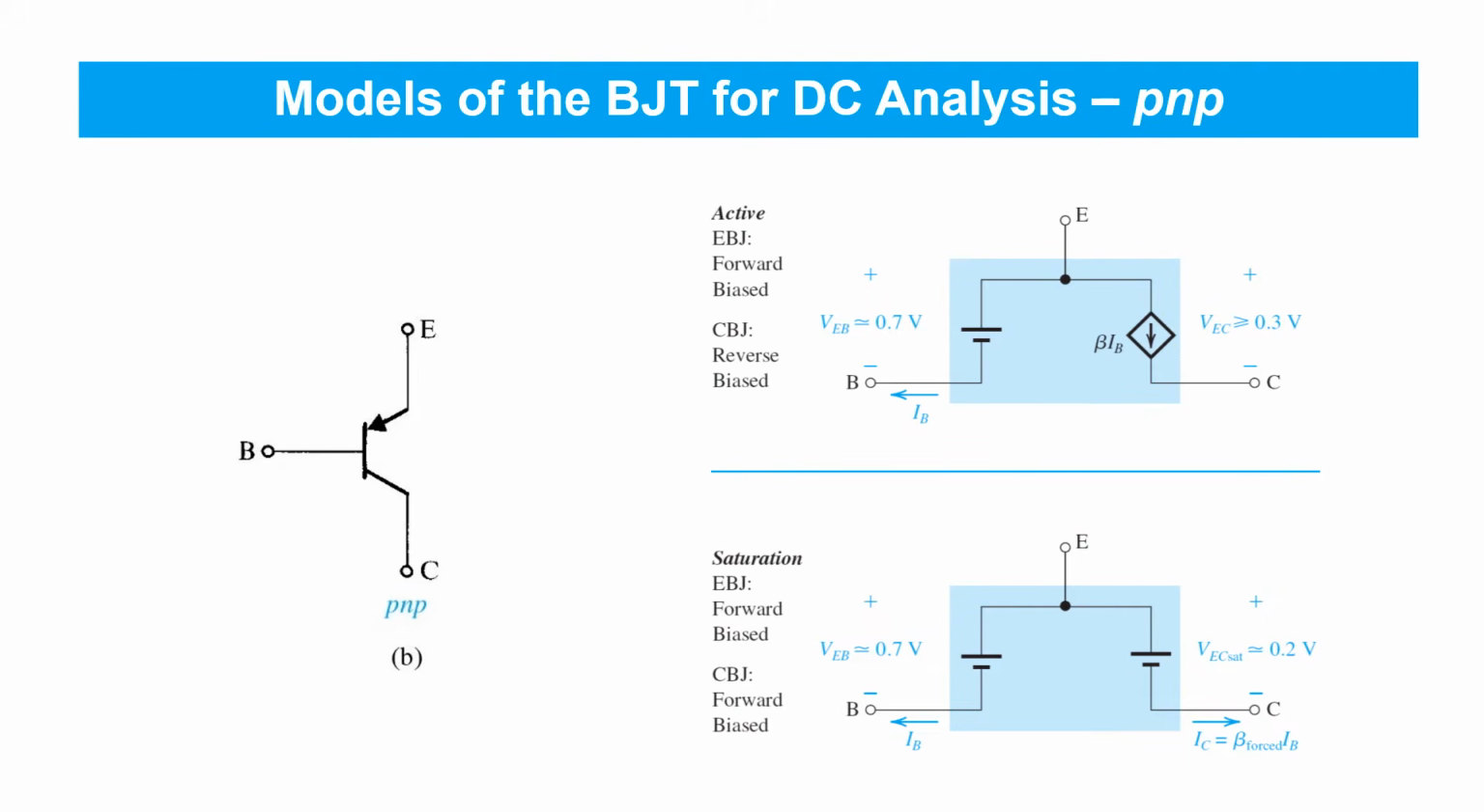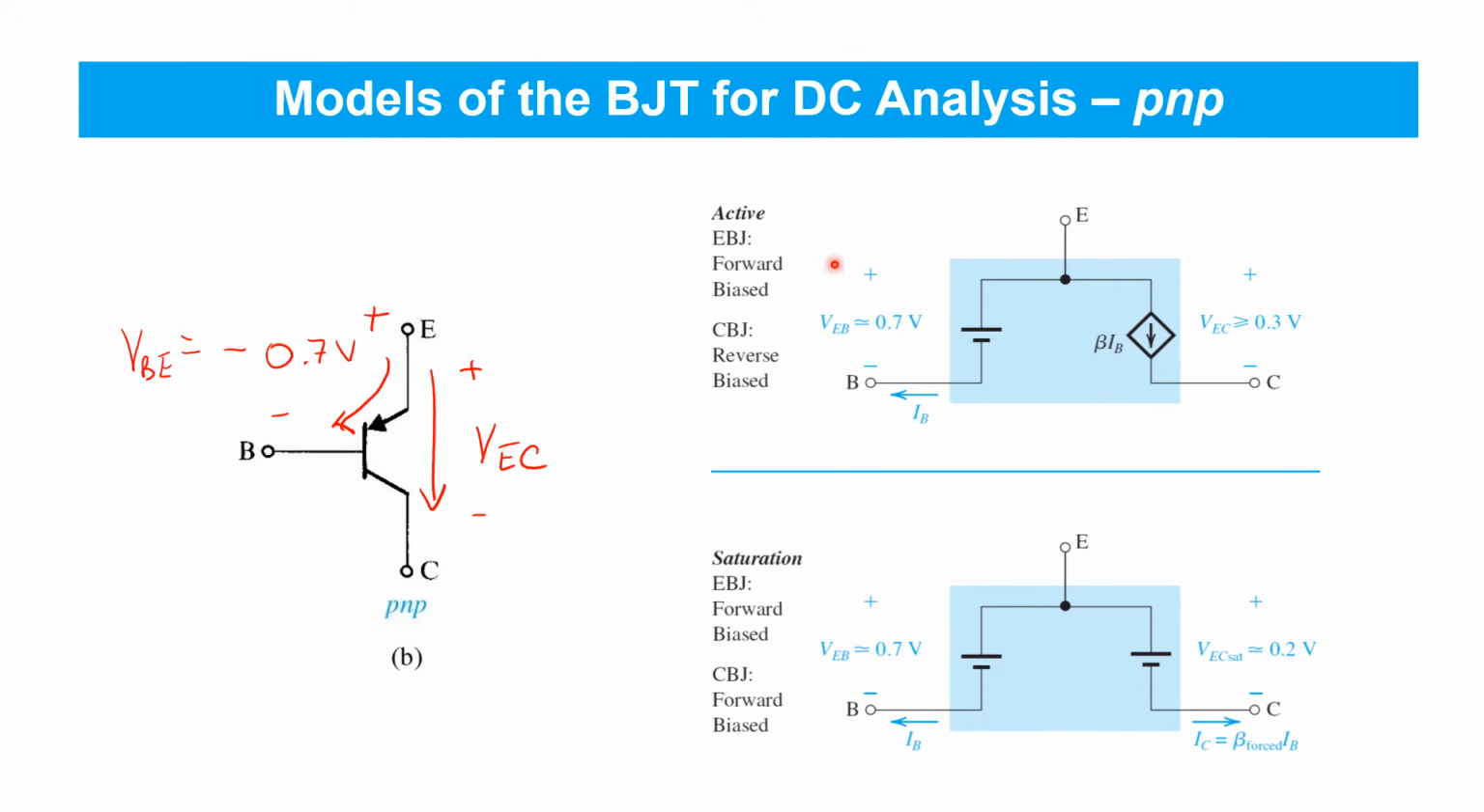Similar models can be applied to the analysis of BJT circuits involving PNP transistors, except now the emitter-base junction will be forward biased when 0.7 volts arises with the polarity shown here. As long as that junction is forward biased, currents will be flowing to the base and collector, and whether the transistor's in active mode or saturation depends on its emitter-collector voltage drop. If that voltage is at least 0.3 volts, then we'll be in active mode, and the collector current will be exactly beta times the base current.